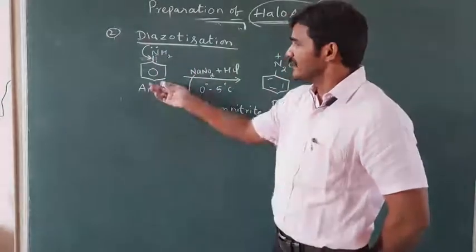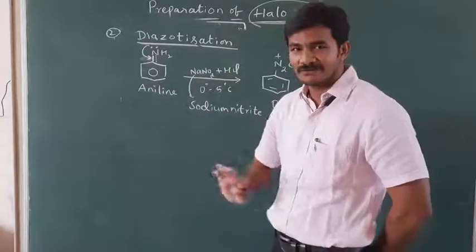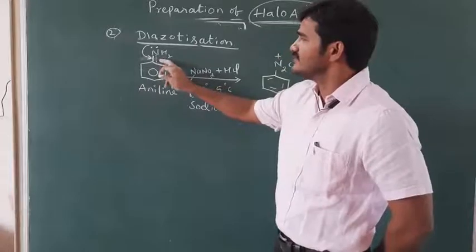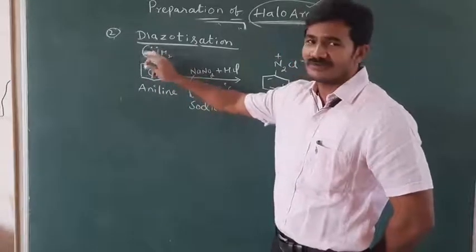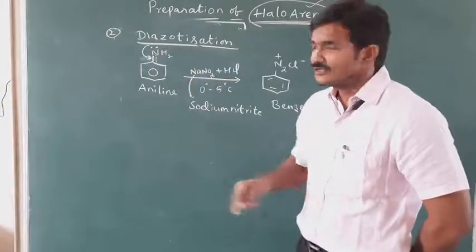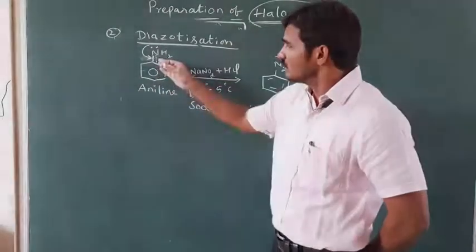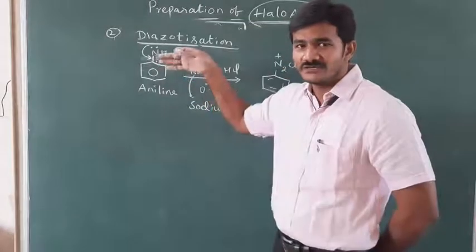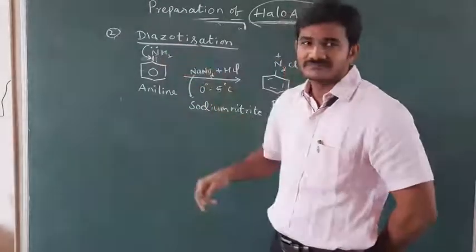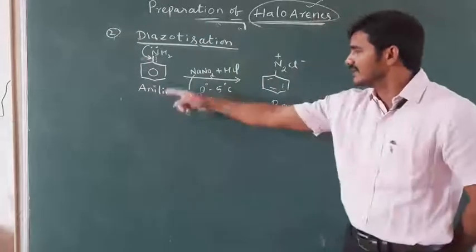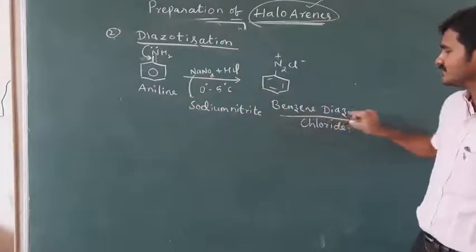So, direct preparation of halogen compounds from aniline is not possible, due to the partial double bond character, which comes from the resonance of the lone pair of electrons on nitrogen. This bond is very strong now. We have to weaken this bond, to decrease its strength. How should we weaken it? By converting aniline into benzene diazonium chloride.